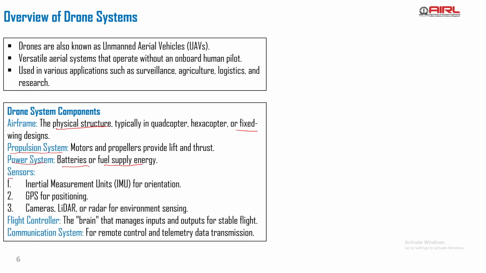Very important is your avionics. Avionics consists of multiple sensors as well as the flight controller. The sensor part of avionics, what we are talking of, we have the inertial measurement unit. We refer to that as an IMU. Inertial measurement units will help the drone to identify its orientation.